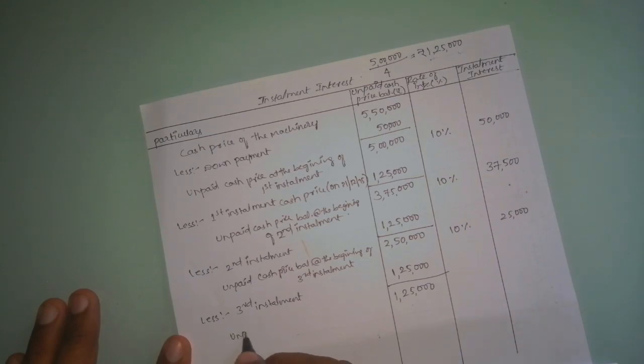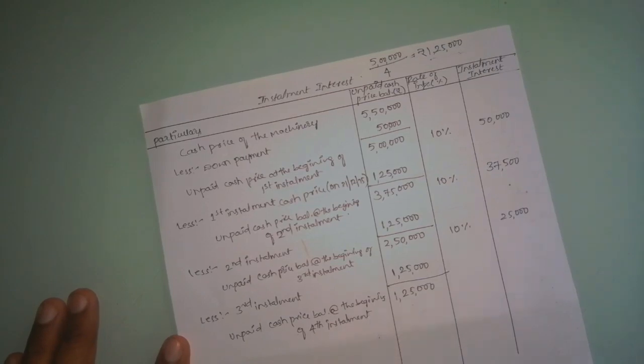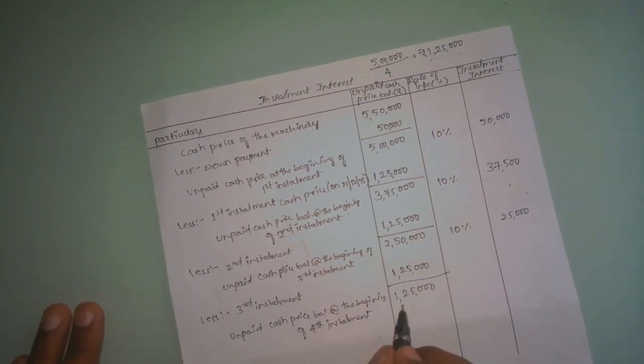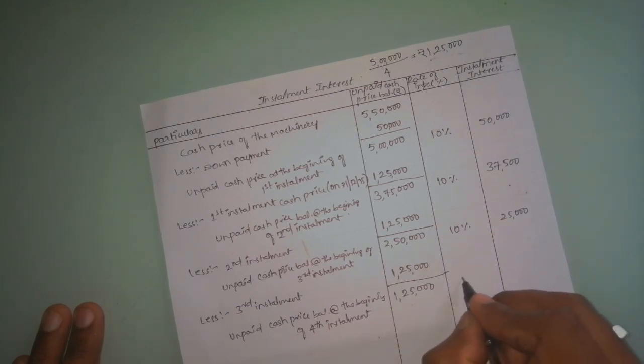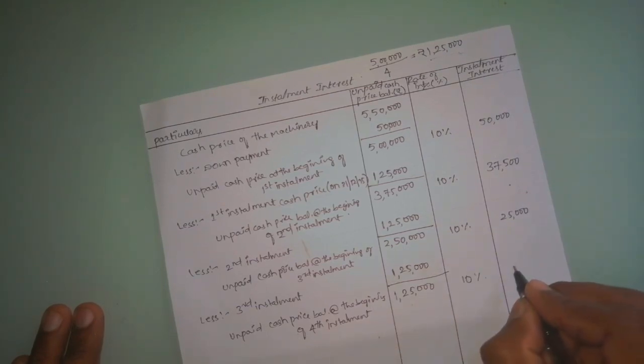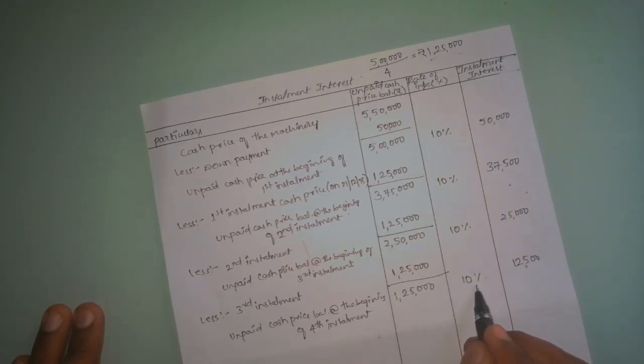It is called the unpaid cash price balance at the beginning of the fourth installment. On that, you have to put again 10% interest. 10% interest leads to 12,500. 1,25,000 into 10%, 10 divided by 100, we get 12,500. After that, last one, less fourth installment.